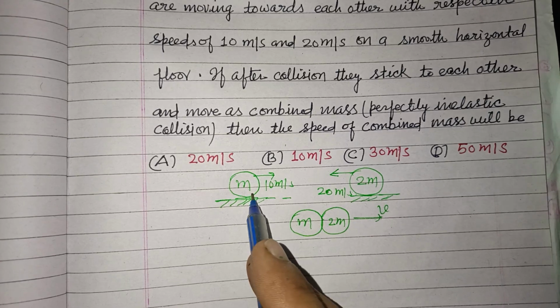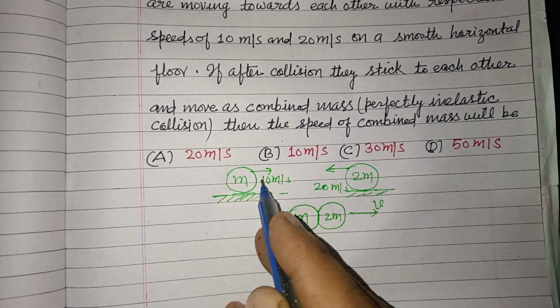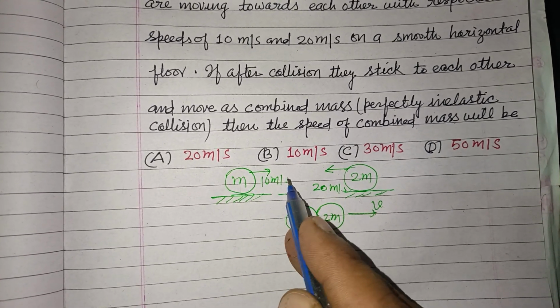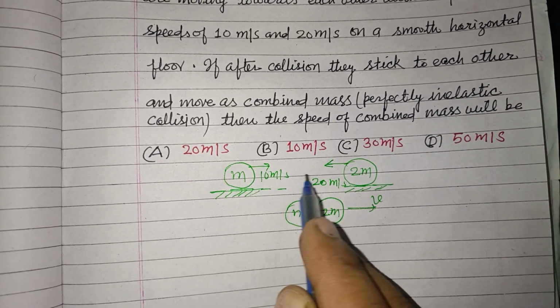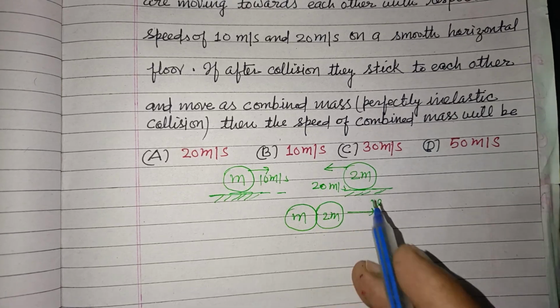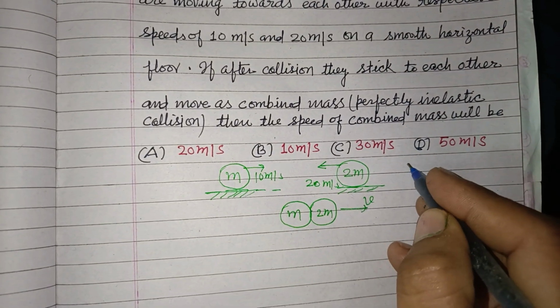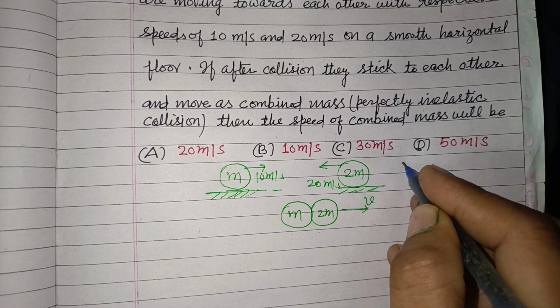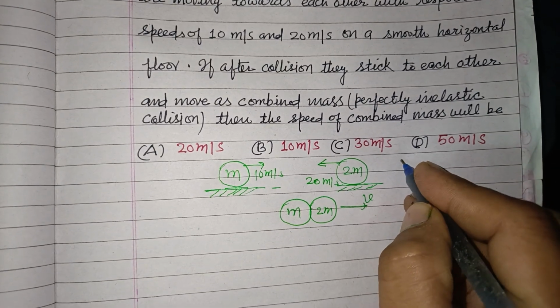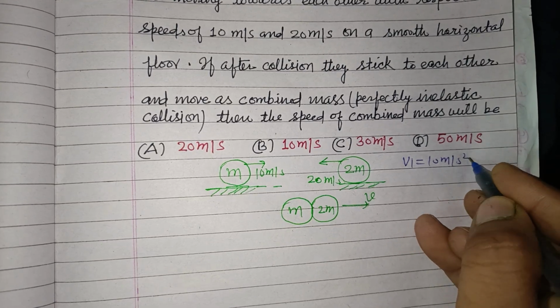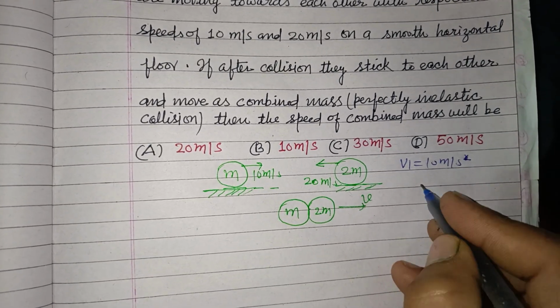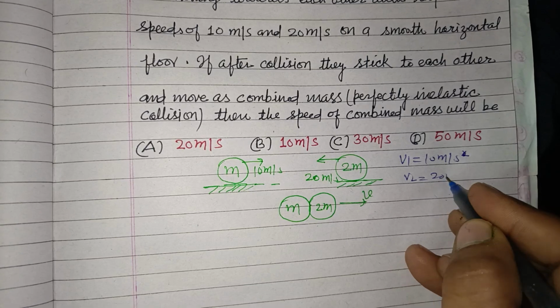So students, here are two balls. One is moving towards east and the other is moving towards west, so they have different directions of velocity. So let v1 be 10 meter per second and v2 be 20 meter per second.